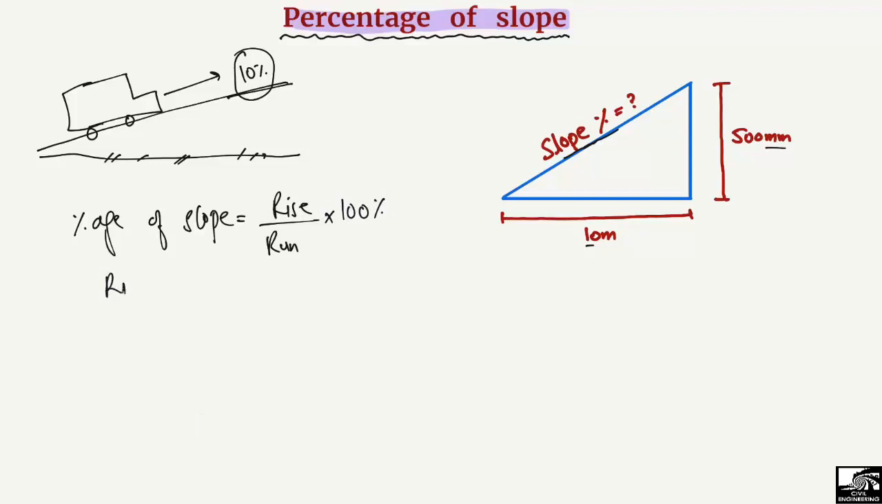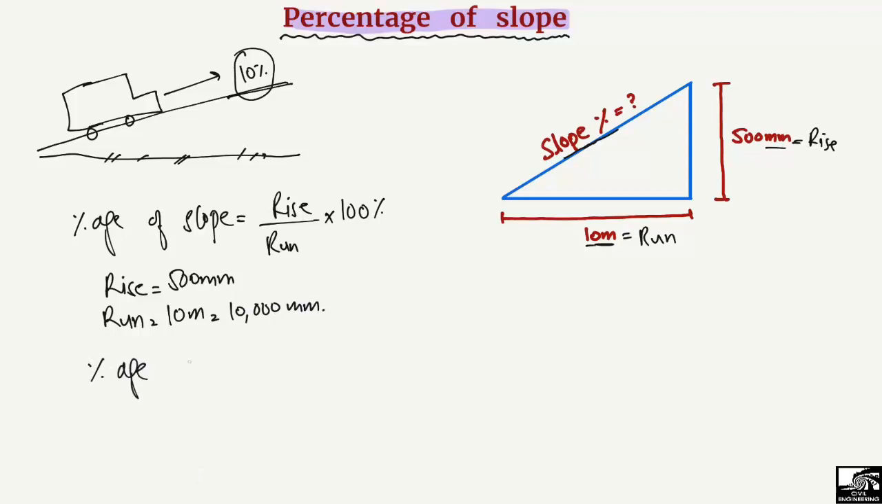Now, rise is the vertical, and run is the horizontal. So rise is 500 millimeters. Run is in meters, so we have to convert it into millimeters in order to have the same unit. We multiply by 1000, so we get 10,000 millimeters. Now that we have the same units, we can find the percentage of slope. Rise, 500 millimeters, divided by run, 10,000 millimeters. Both have the same units, so we can cancel them, multiplying by 100%.